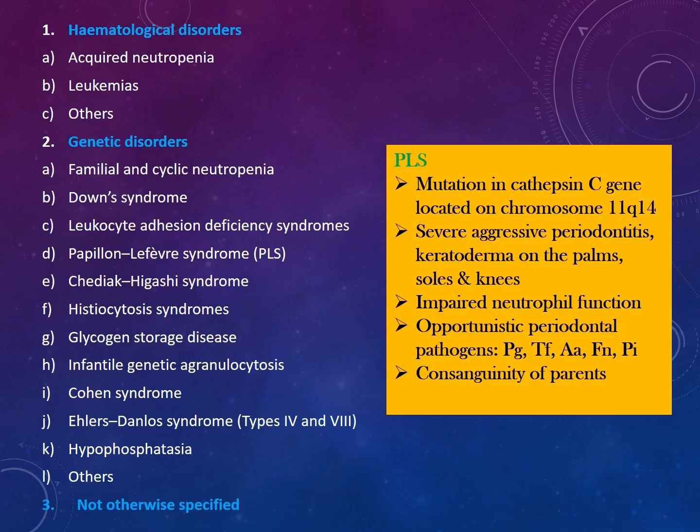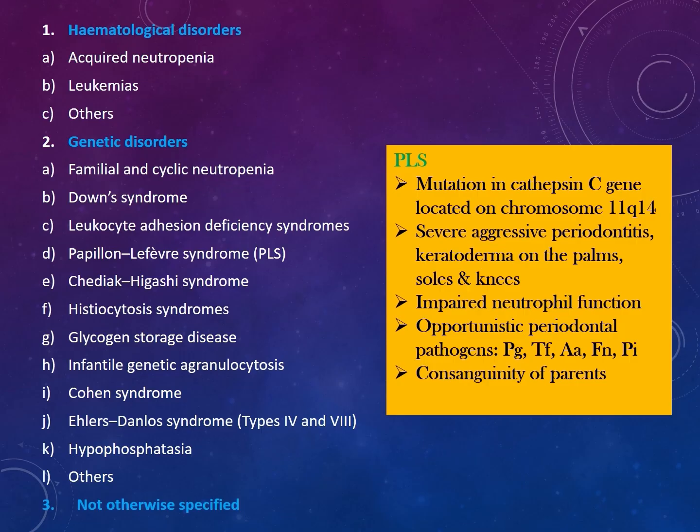Impaired neutrophil function is considered to be the primary cause of Papillon-Lefèvre syndrome, which results in the deregulation of the leukocyte response to microbial infection. And many opportunistic periodontal pathogens can be found in the syndrome, like Porphyromonas gingivalis, Tannerella forsythia, Aggregatibacter actinomycetemcomitans, Fusobacterium nucleatum, and Prevotella intermedia. There is also consanguinity of parents, which is a common feature seen in Papillon-Lefèvre syndrome.